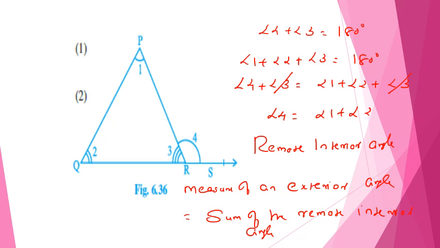We can say remote interior angle, but sometimes also interior opposite angle, because angle 4 is an exterior angle. This is the interior adjacent angle.